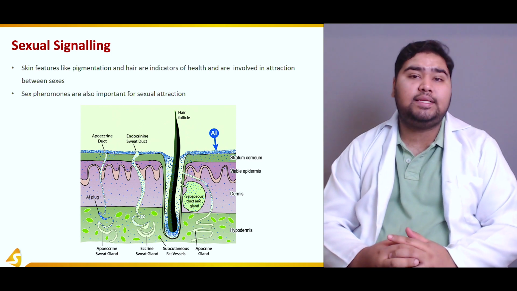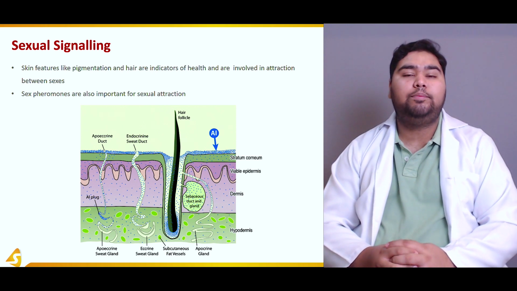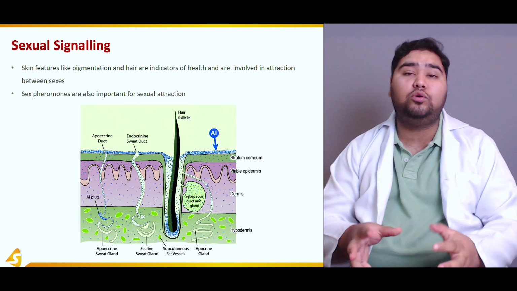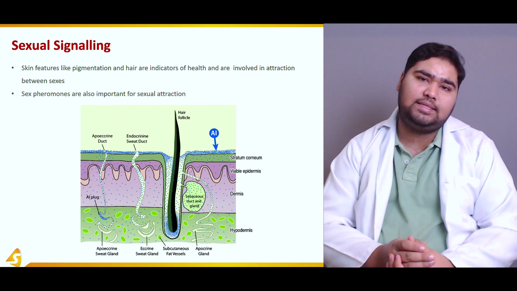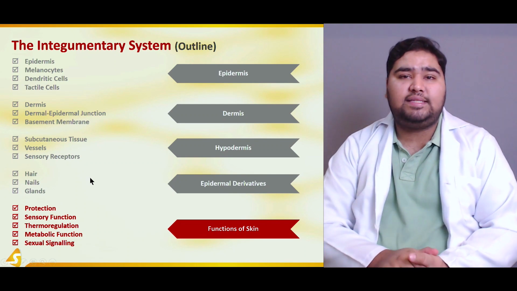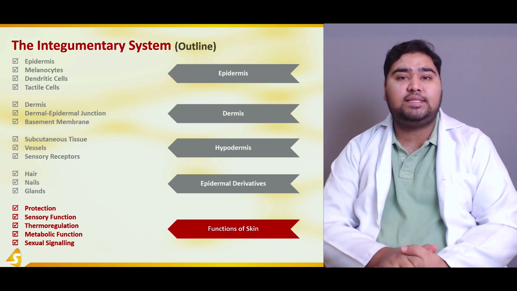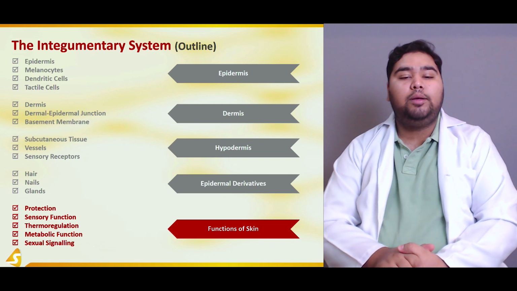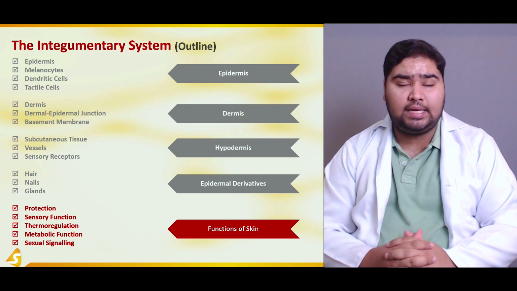Apocrine sweat glands are present in the axilla primarily and the perineal region. Yes, you're right. And they're responsible for sexual signaling, though this is a vestigial function in human beings, but it is thought to act in some way or the other. So this brings us to the end of this section. In this section, we discussed various functions of the skin, which included protection, sensory function, thermoregulation, metabolic function, and sexual signaling. This concludes the integumentary system.